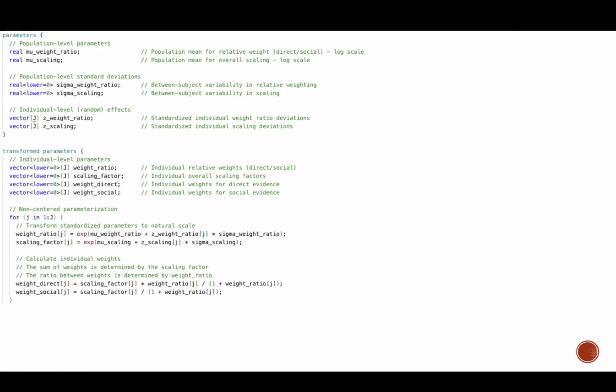And we also now want to calculate separate weight direct, weight total and weight social, which are not separate parameters. They are fully derived from our formula here. So weight direct for that participant is given by the scaling factor times the weight ratio divided by 1 plus the weight ratio. And so the total times how much relative evidence there should be for direct.